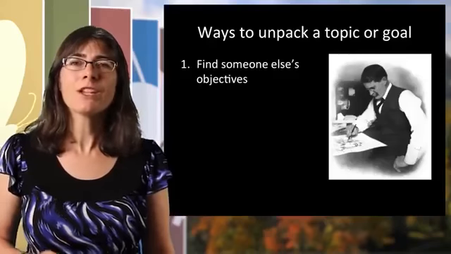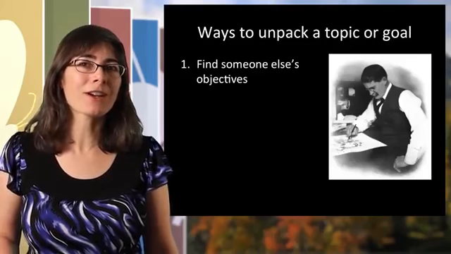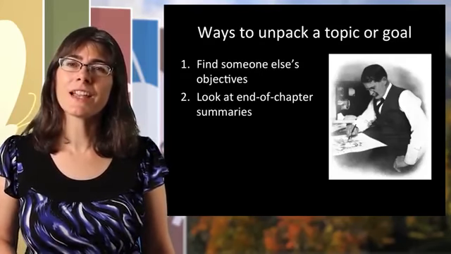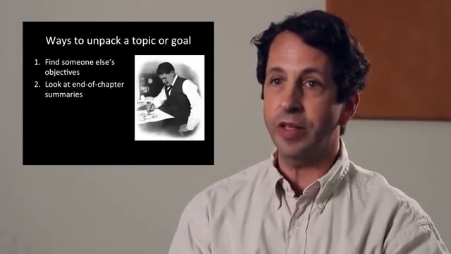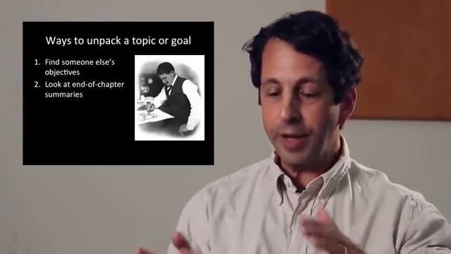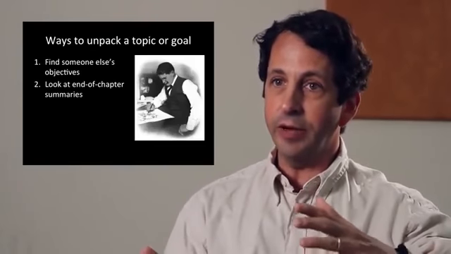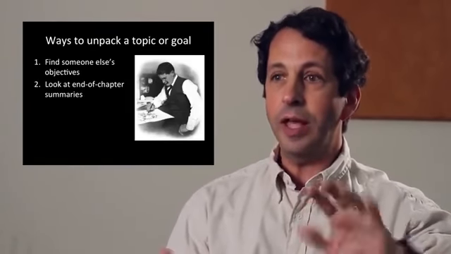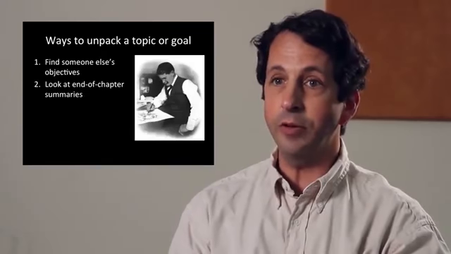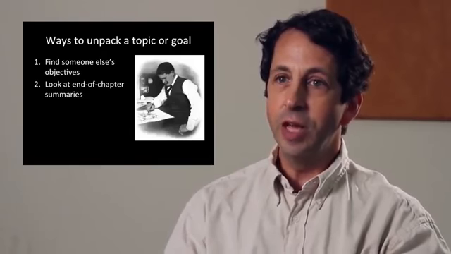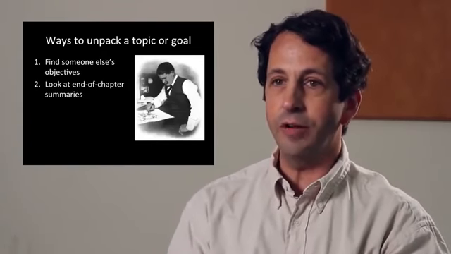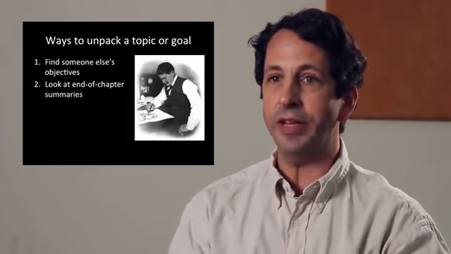So here are some strategies that you could use for unpacking a topic to create learning objectives. You might find someone else's objectives and borrow their ideas. Another thing is that the end of chapter summaries can be useful. Textbook authors in physics have thought very hard about breaking the topical area down into chunks, and there's usually a summary at the end of the chapter. The textbook summary is usually mostly a list of formulas and definitions, but it's a good synthesis of what were the key ideas of that chapter.